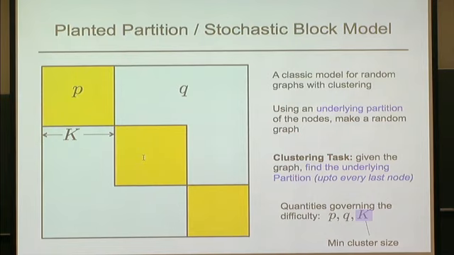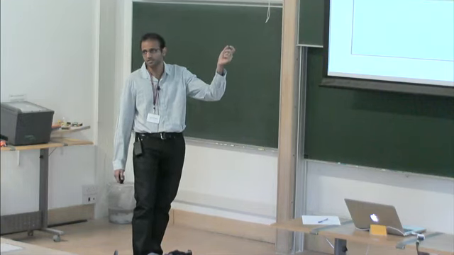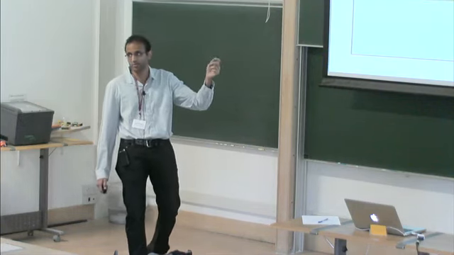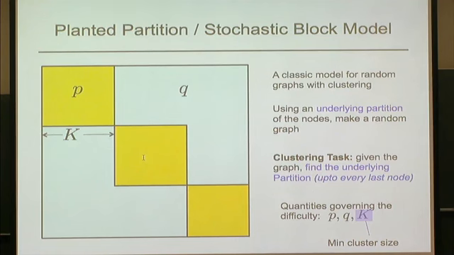You have nodes which are already in a partition. I'll call this the underlying partition. And then a random graph is generated on this, where between any two nodes which are in the same partition, you have a probability p of there being an edge, and for nodes which are in different partitions, you have a probability q. Now, this is the simplest version of this model. You can make it more complicated, and we'll see how, but for most of the talk I'll talk about the simple model.